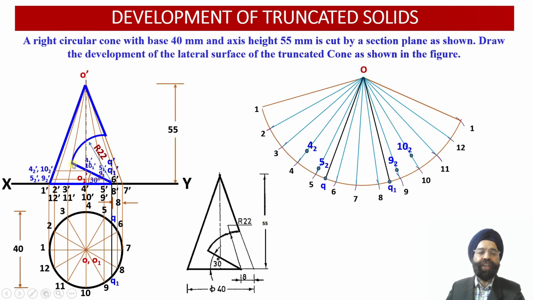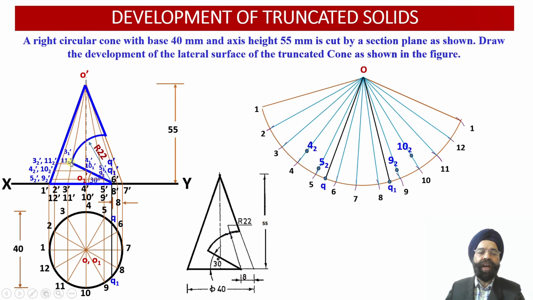Now the next 2 points of intersection of this straight line cutting plane with another apparent length of the slant generator O dash 3 dash and O dash 11 dash. So this point of intersection we are going to obtain as 3 1 dash and 11 1 dash. So 3 1 dash point of intersection will be available on the apparent length of the slant generator O dash 3 dash, whereas 11 1 dash point of intersection will be obtained on apparent length corresponding to the slant generator O dash 11 dash over here.